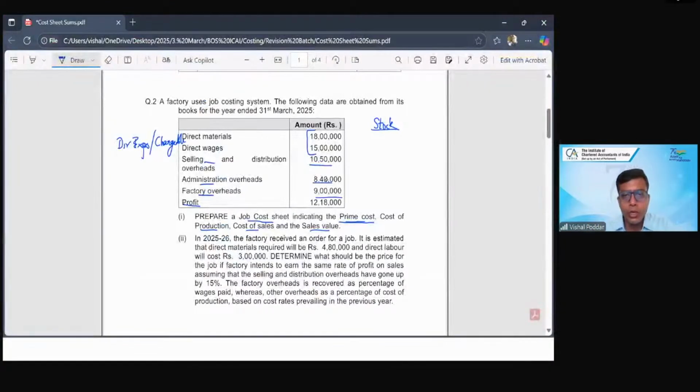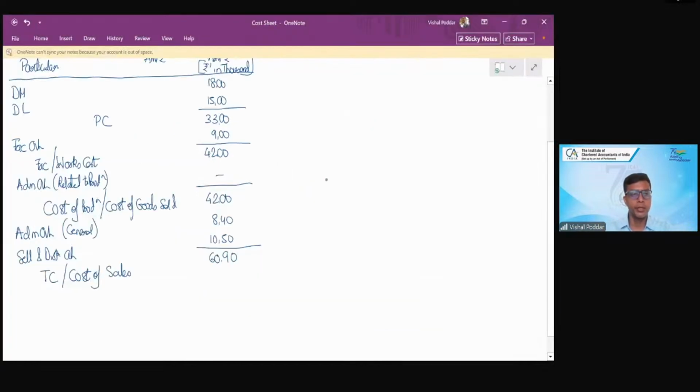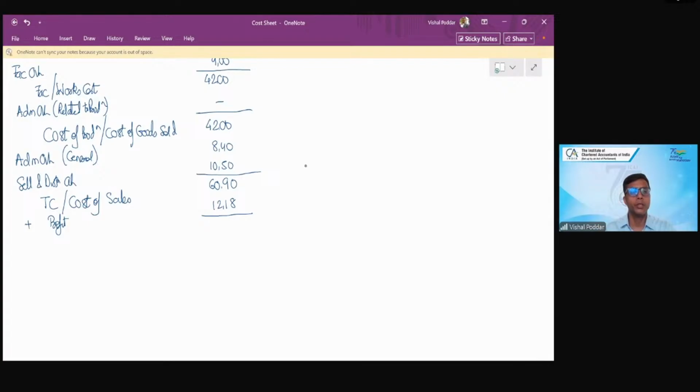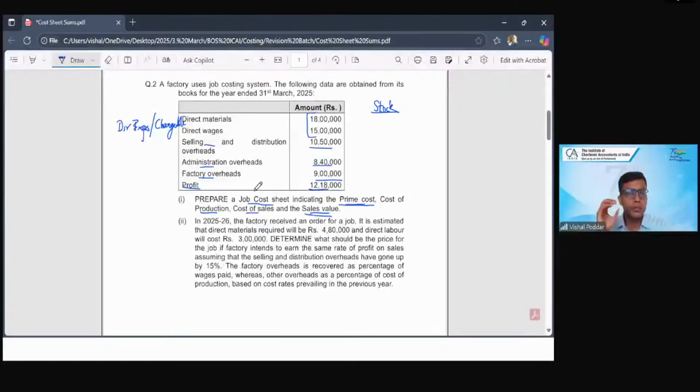Now, they have also given me profit and they have asked for sales value also. So I'll add up the profit, and I get the sale value. So this will be 727308. Fine, students. So we have catered to the first part of the question, which was basic. This may carry around 2 marks maximum because it was very basic.